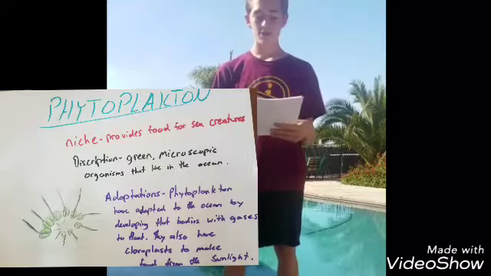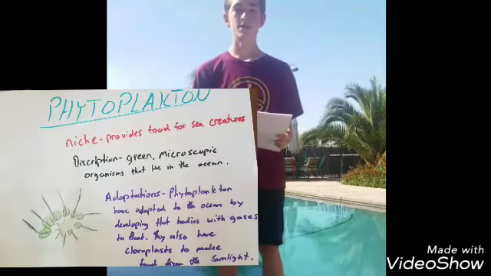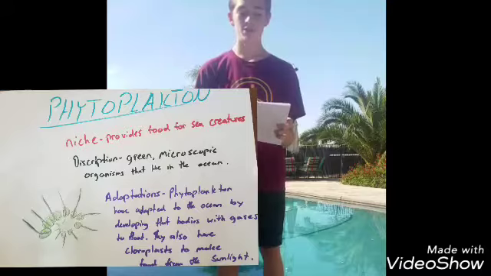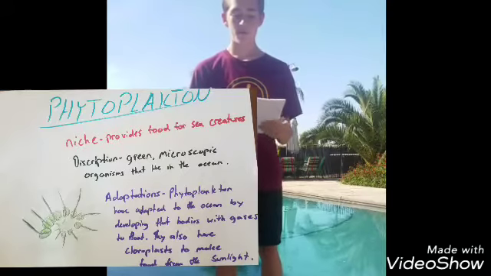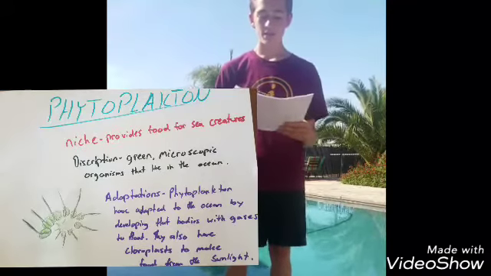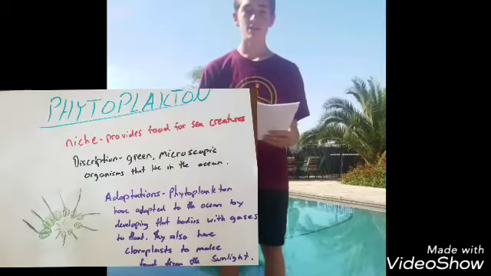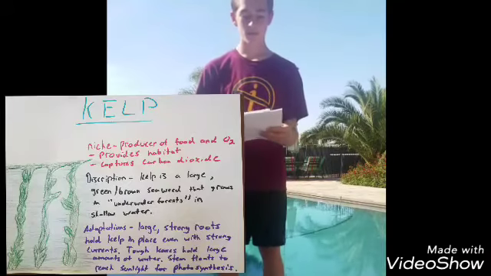Phytoplankton are green microscopic organisms that live in the ocean. They often live in places where there's upwellings to bring nutrients to the surface. Phytoplankton provide food for sea creatures. They have adapted to living in the ocean by developing flat bodies with gases so that they can float near the surface and collect sunlight for photosynthesis.